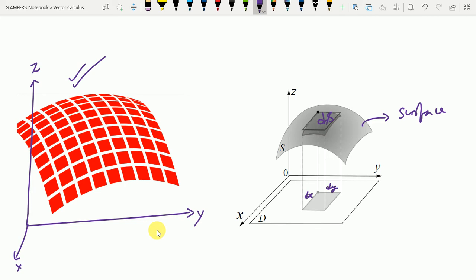So this area is easy to calculate. This area is simply dx dy in the xy plane, if it is in the yz plane, then dy dz.